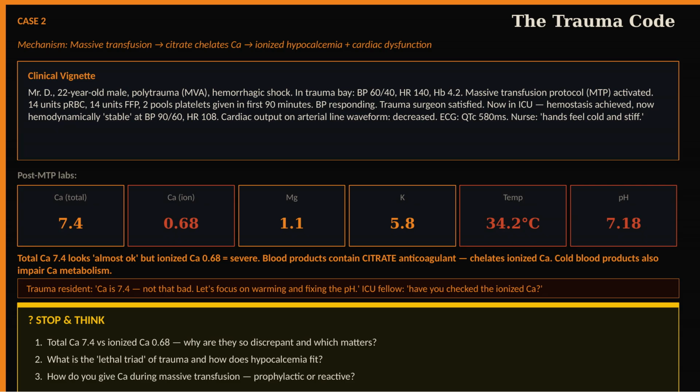The trauma resident says, calcium 7.4, not that bad. Let's focus on warming and the pH. The ICU fellow asks, have you checked the ionized?